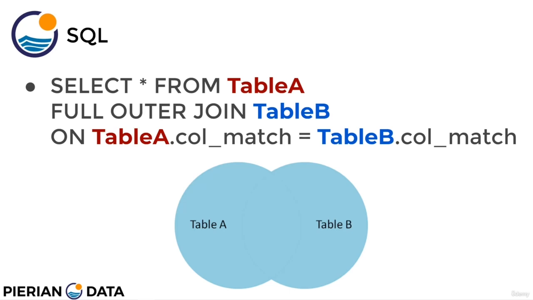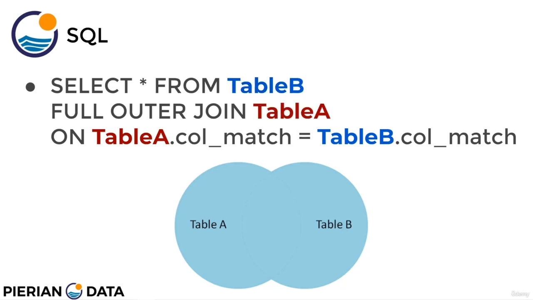An outer join, or a full outer join, just grabs everything. So the syntax is select all the columns from table A, do a full outer join of table B, and then on wherever that column match occurs, table A.column match equal to table B.column match. And it's essentially just grab everything, whether it's present in both tables or present in only one table.